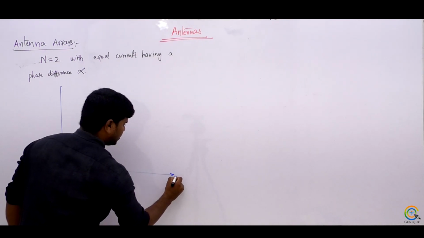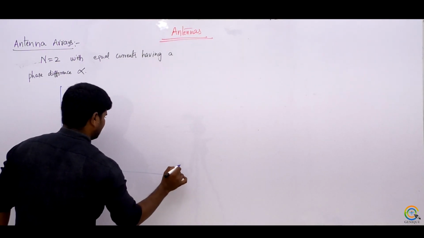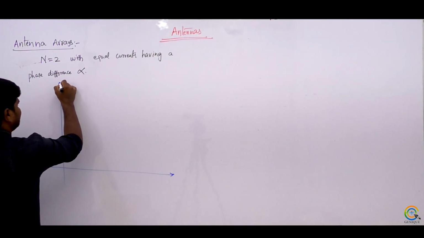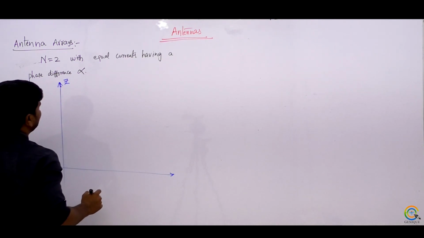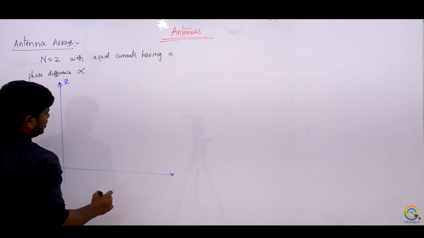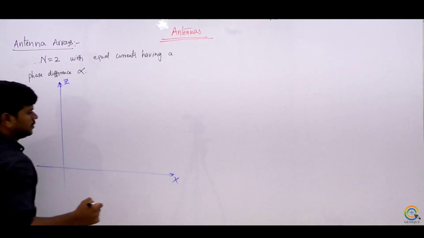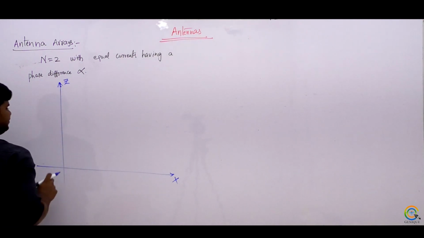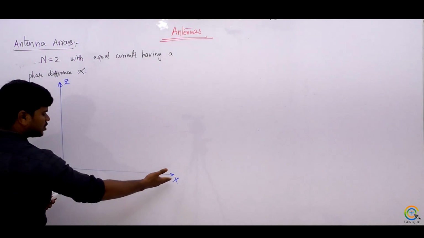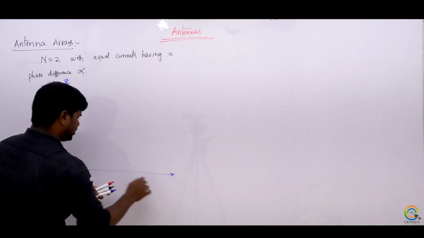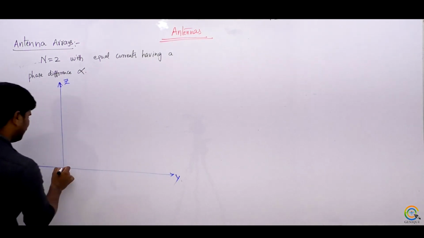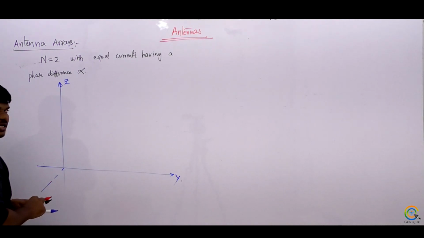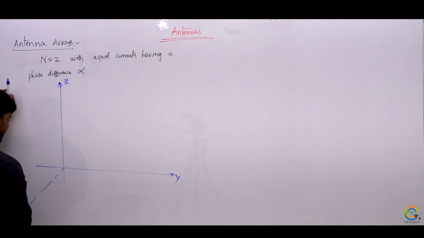This is Z, and this is X. Okay, let us suppose take like this. So observe this. Let us suppose this may be Y. If it is Y, and you can also take this one as Y if you follow the coordinates X, Y, Z. So now let us suppose I am placing two elements here.